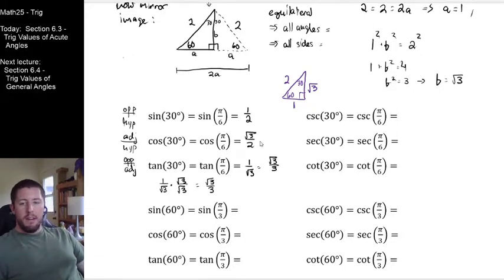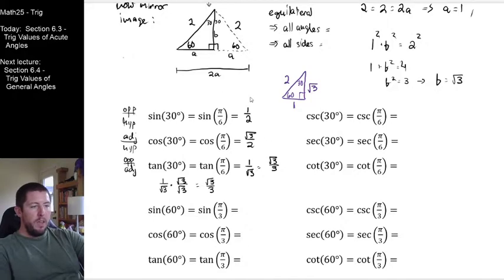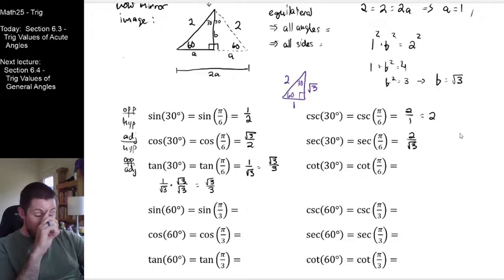So cool. We're cruising along right here. We know that we just have to flip our fractions to get their partner versions. Sine is partnered with cosecant. Cosine is partnered with secant. Tangent is partnered with cotangent. So let's just take all the reciprocals right here. This will become 2 over 1, or just 2. This will become 2 over root 3. Again, we're going to want to rationalize this thing here.